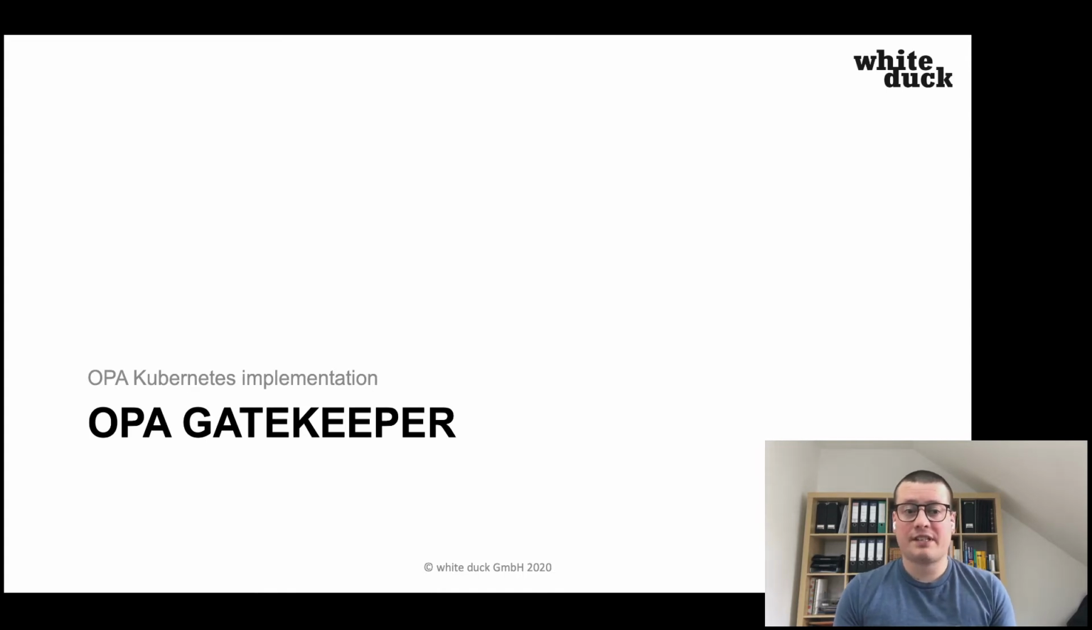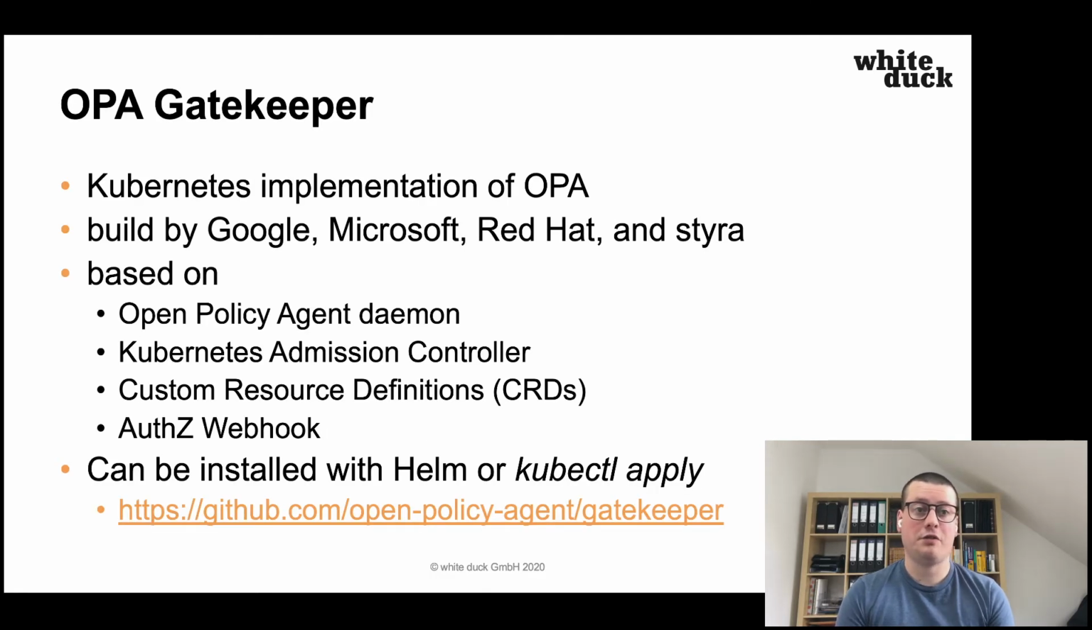Okay, so this is the basic of Open Policy Agent itself. But now we are talking about Kubernetes, so we need to talk about OPA Gatekeeper, which is the Kubernetes implementation of OPA. OPA Gatekeeper is also open sourced and is built by Google, Microsoft, Red Hat, and Styra together. It's based on the Open Policy Agent itself, which is running as a daemon, containerized deployment on our Kubernetes cluster.